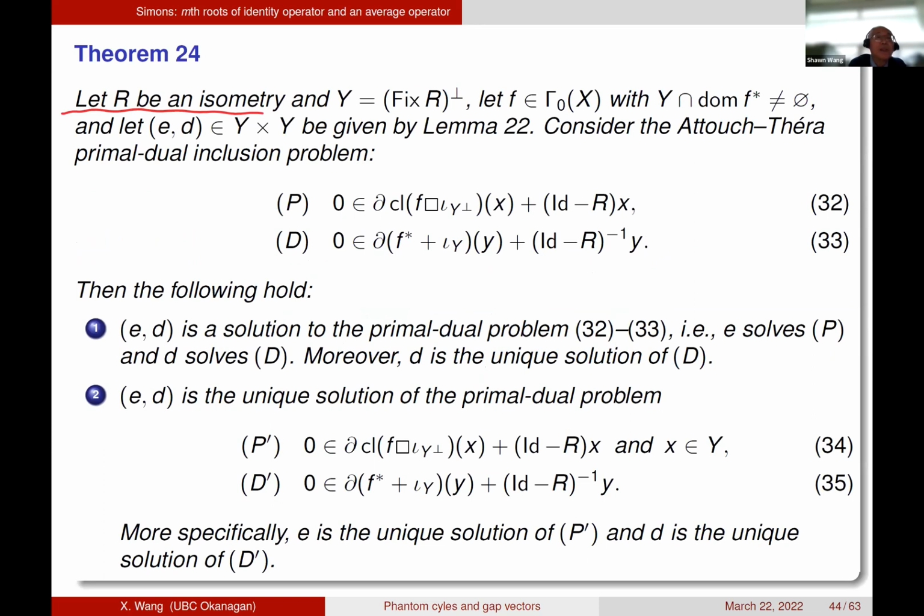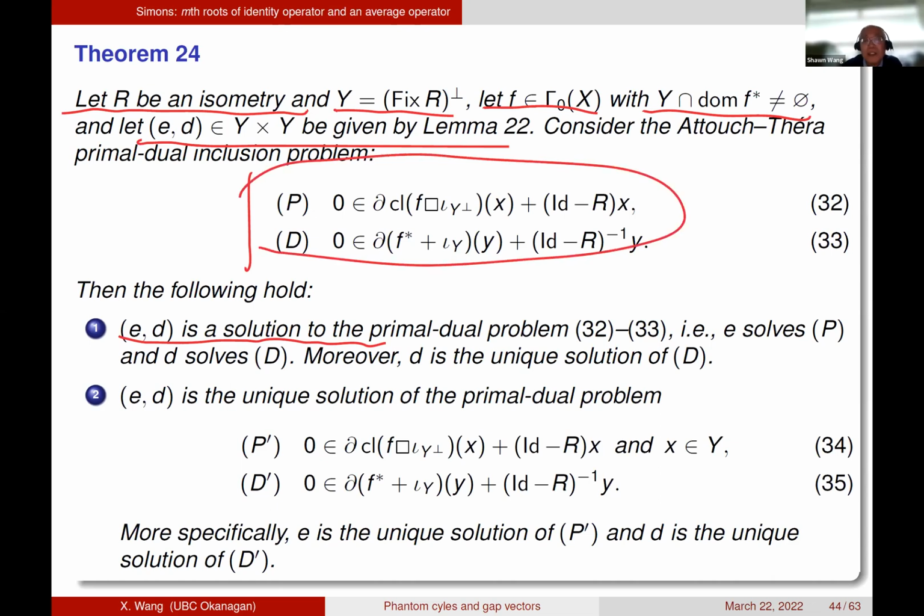Let R be an isometry, Y equal to the fixed point set's orthogonal complement, and F a proper lower semi-continuous convex function with that requirement. If E, D is given by the lemma, then consider the Attouch-Théra primal problem. Then E and D is a solution to the primal problem here. If you add more restriction on the primal, X belonging to the null space, then E, D will be the unique solution. If you don't do that restriction, you may get many cycle vectors, phantom cycle vectors.